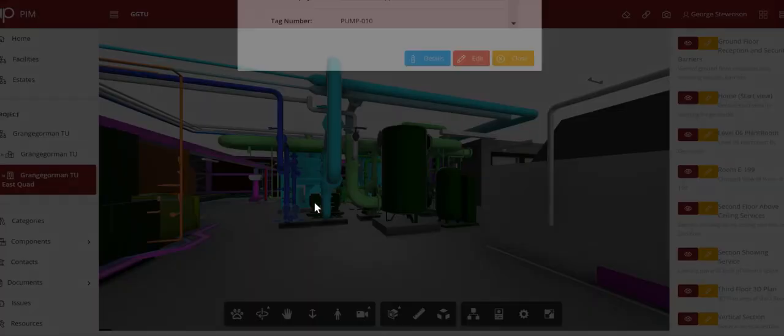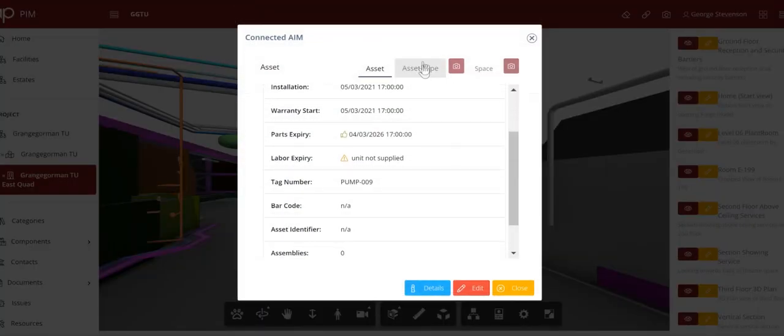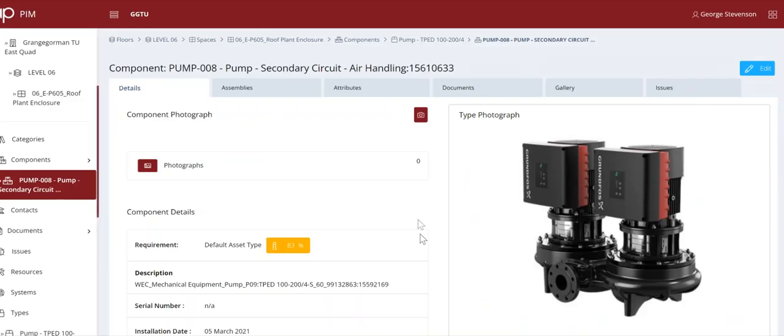The asset codes from the library connect to BIM models and asset schedules, providing an important part of the golden thread by automating processes that are normally very manual and open to mistakes.